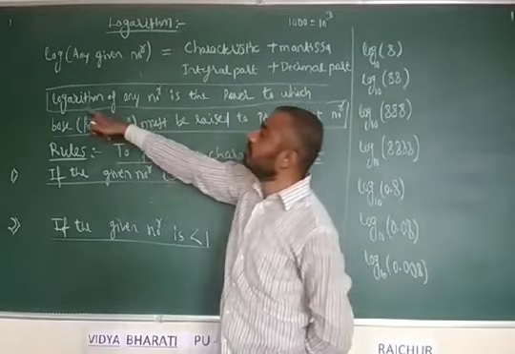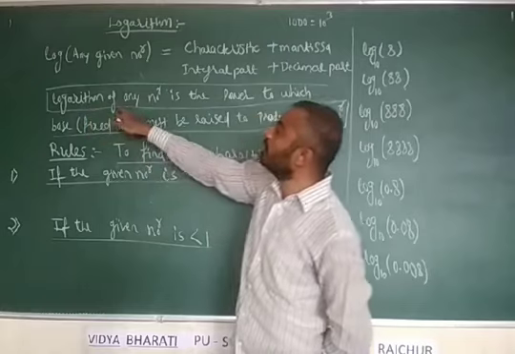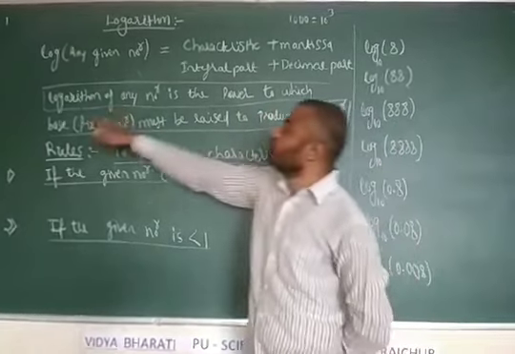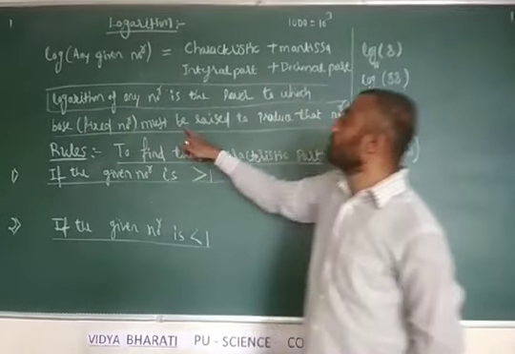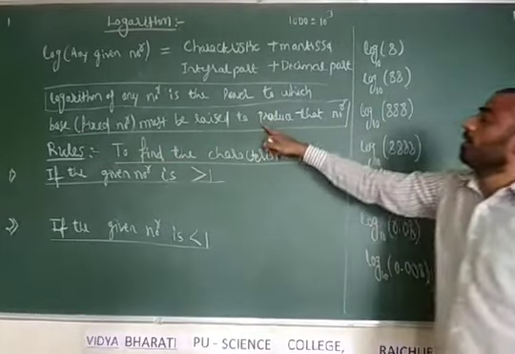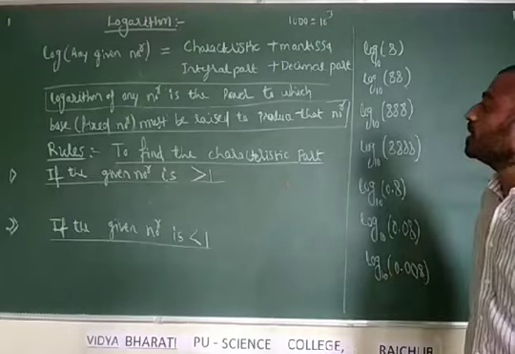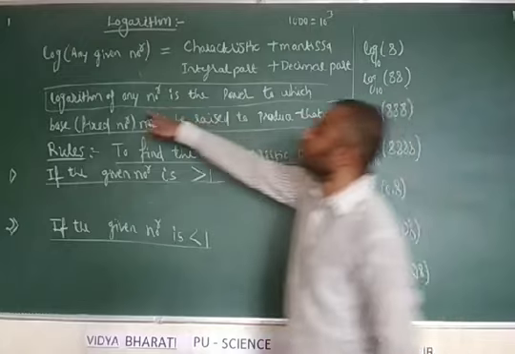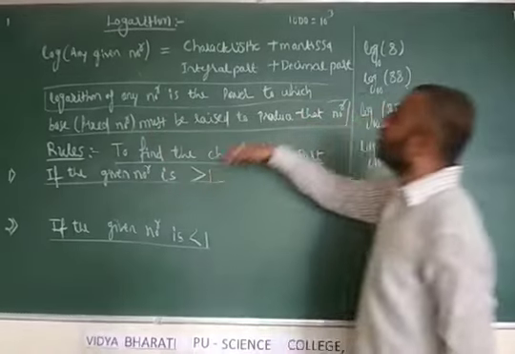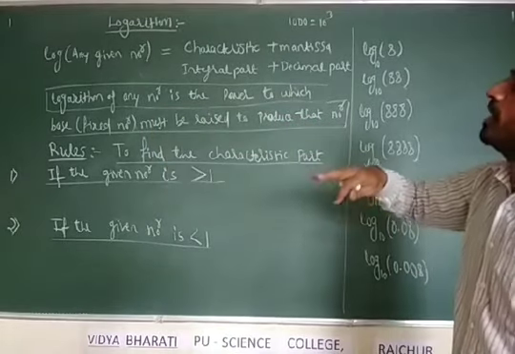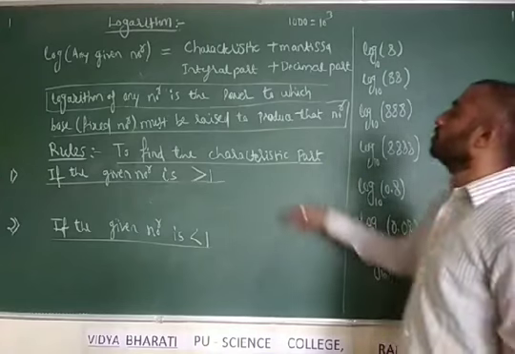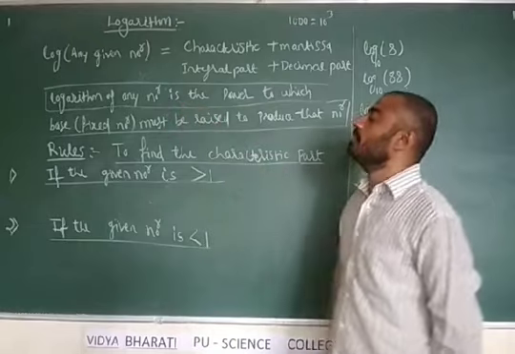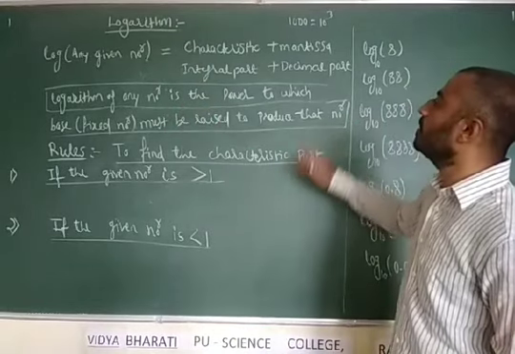Based on that, we are defining the logarithm of any number as the power to which the base, the fixed number, must be raised. How many times does it have to be raised in order to get that number? That many times we have to go on raising it, and finally we can express that given number in terms of a power of 10.